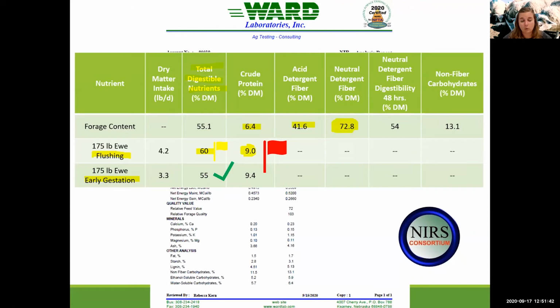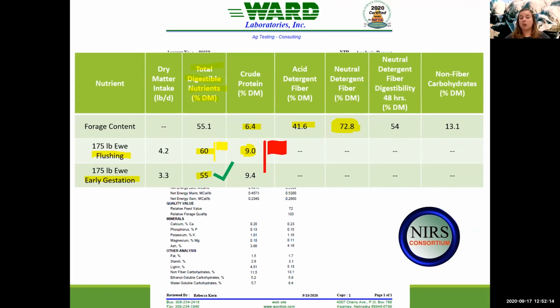That is quite high for a neutral detergent fiber. And so I'm not only concerned now about protein, but even when I'm feeding this early gestating ewe, is she going to be able to consume enough of this to get that total digestible nutrient requirement that she has, not on a percentage basis, because we can see on a percentage basis it will be met, but rather on a pounds per day basis.